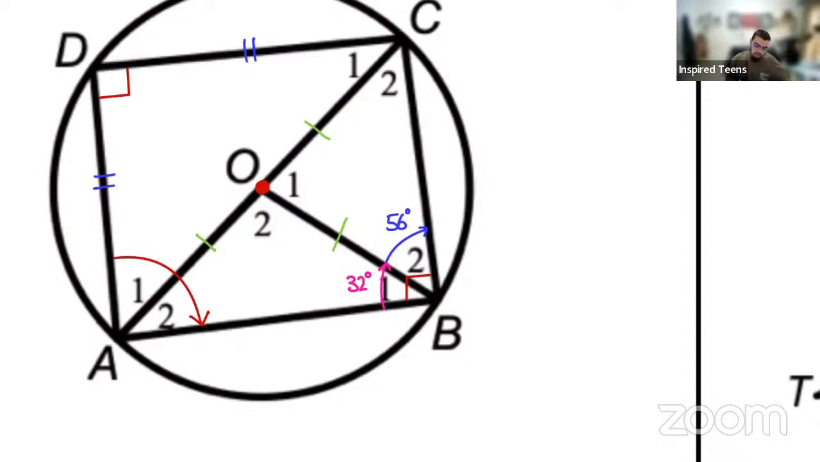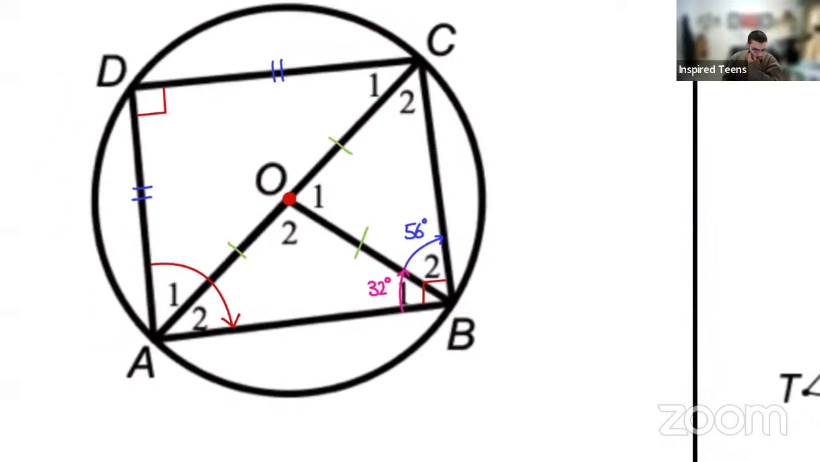B1 is equal to A2. Okay, fantastic. Okay, correct and incorrect.